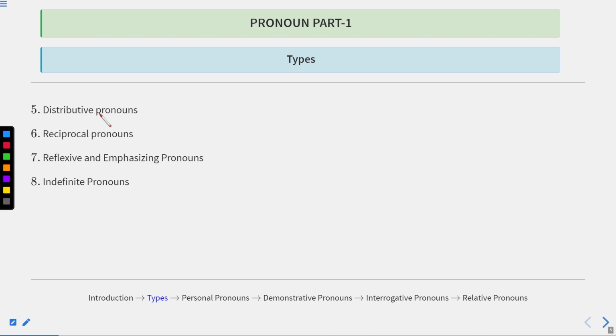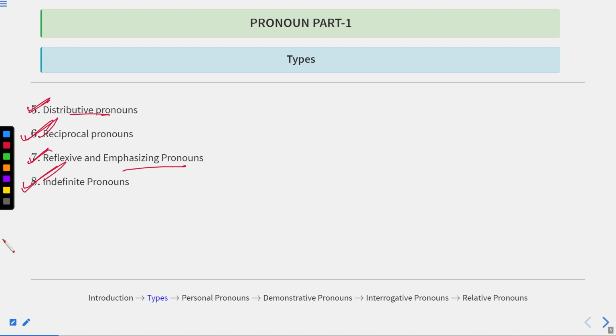Now, the next pronoun is distributive pronoun. Distributive means when we divide something. So the words which are used to divide are known as distributive pronouns. We'll elaborate this in this session. After that, we have reciprocal pronoun, reflexive and emphasizing pronouns, and after that, we have indefinite pronouns. So these are actually the 8 types of pronouns.